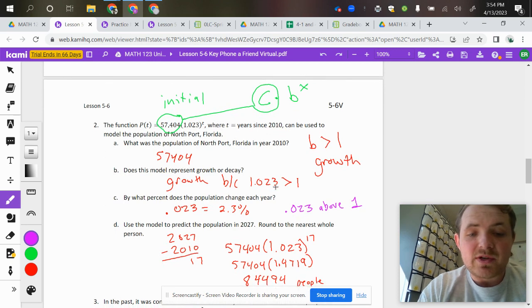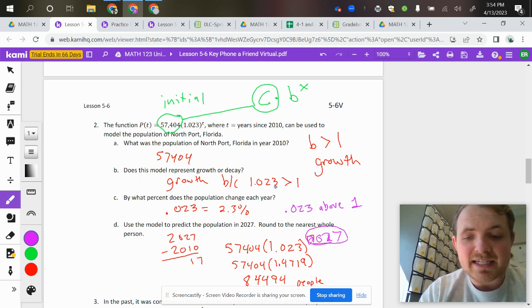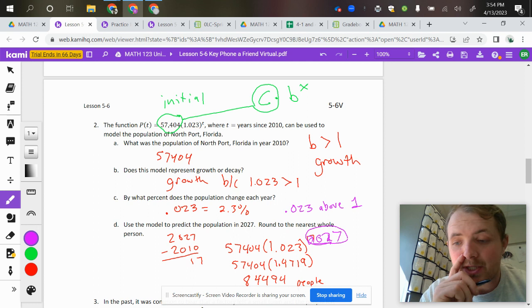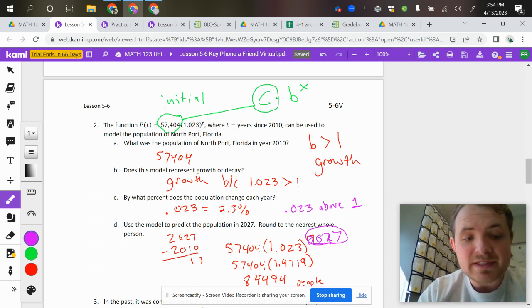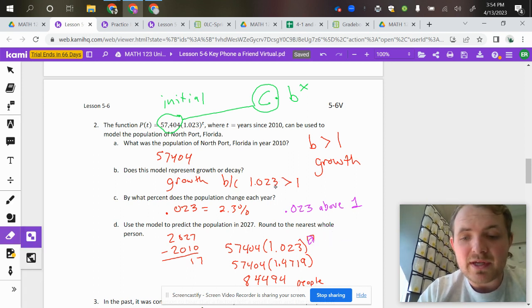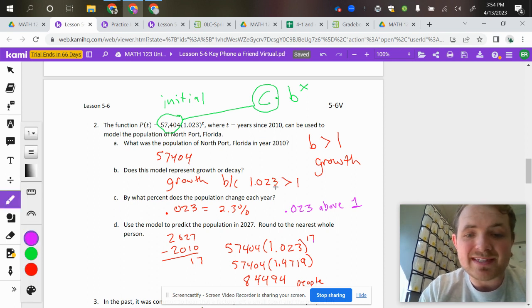Lastly, it's asking you to use the model to predict the population in 2027. A lot of people want to put 2027 into the exponent, okay? But it's not the population since year 0, okay? It's the population since 2010, which is our year 0 in this scenario. So this is 17 years after 2010. So I plug in that 17 for the t right there.